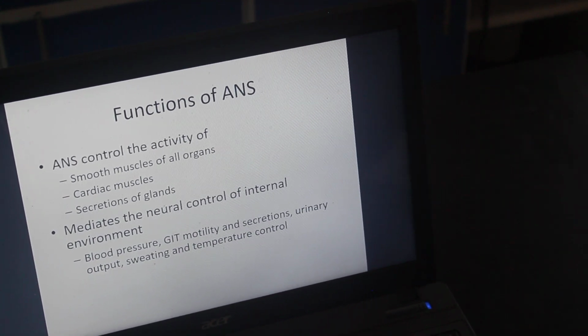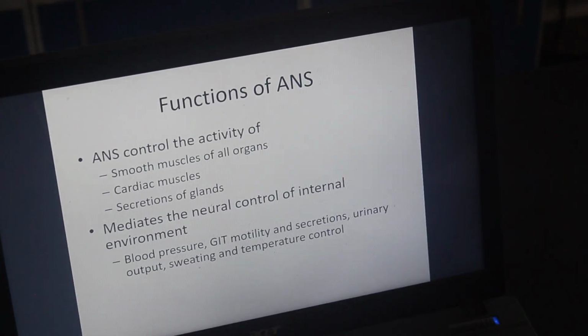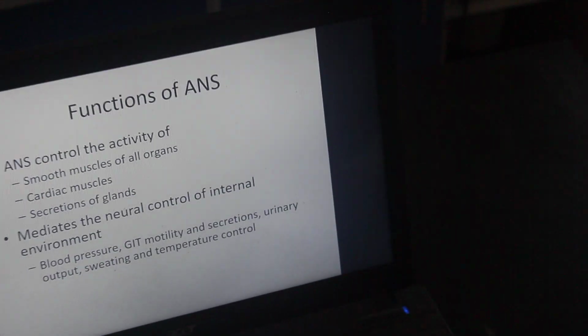And that means they tend to have a control on the general functioning of the body. So they help in the coordination of the whole body system, either voluntarily or by reflex action.